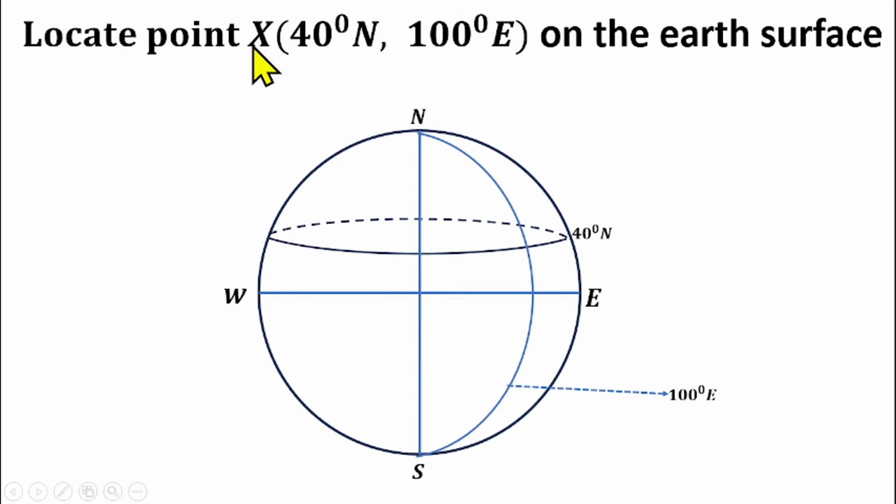So where is point X? Point X is where the line of latitude intercepts the line of longitude. And where do they intercept? They intersect right here. So that will be the location of this X on the Earth's surface. So where the line of latitude intersects the line of longitude, that is the location of point X on the Earth's surface, which I believe you understand.